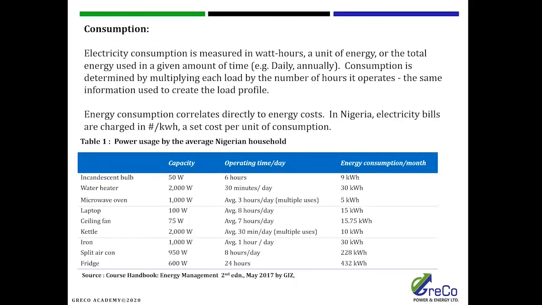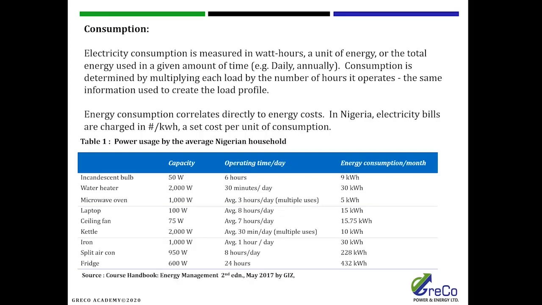Now let's go to the consumption. The consumption has to do with watt-hours, not only the wattage that the appliances will use, but also at what hour the equipment or appliances will work. By multiplying the wattage, the power, by the time, we'll have a unit of energy, which is measured in watt-hours. That is the consumption. In other words, the consumption is determined by multiplying each load by the number of hours it operates. This same information is used to create the load profile, which we are going to discuss later on.